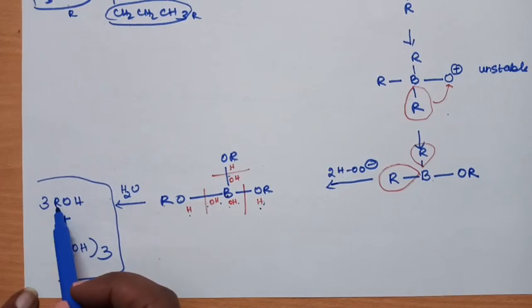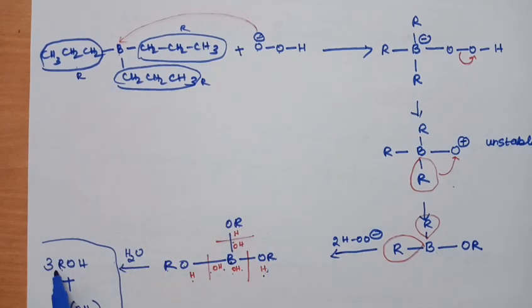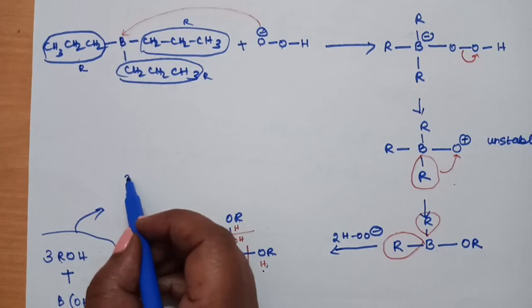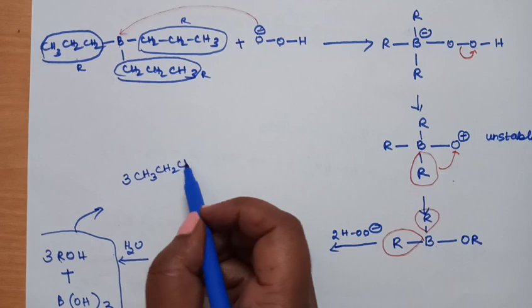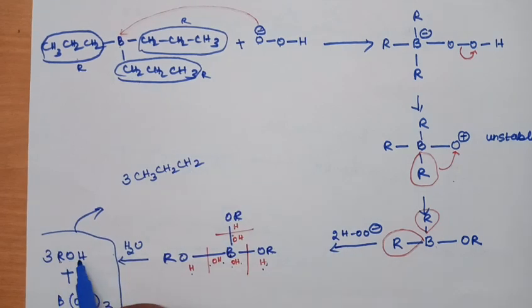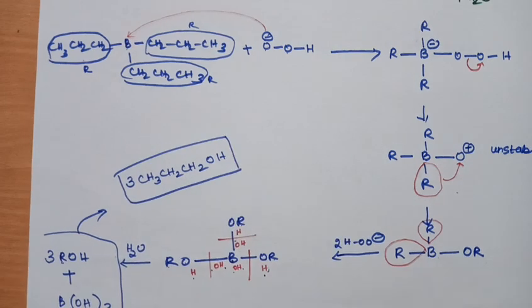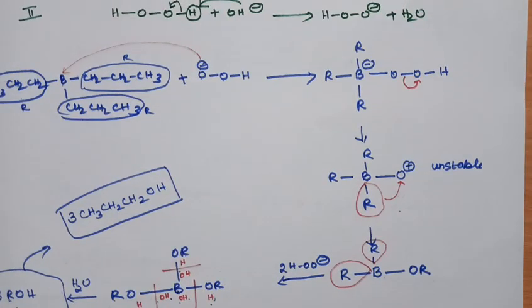So you know what R is. R is nothing but the CH3, CH2, CH2 group. If I write this once again, R, OH, which is CH3, CH2, CH2, OH. This is the alcohol we are finally getting. So this is the mechanism for the hydroboration oxidation method. So students, I hope it is clear. In the next video, we will see other preparation methods.